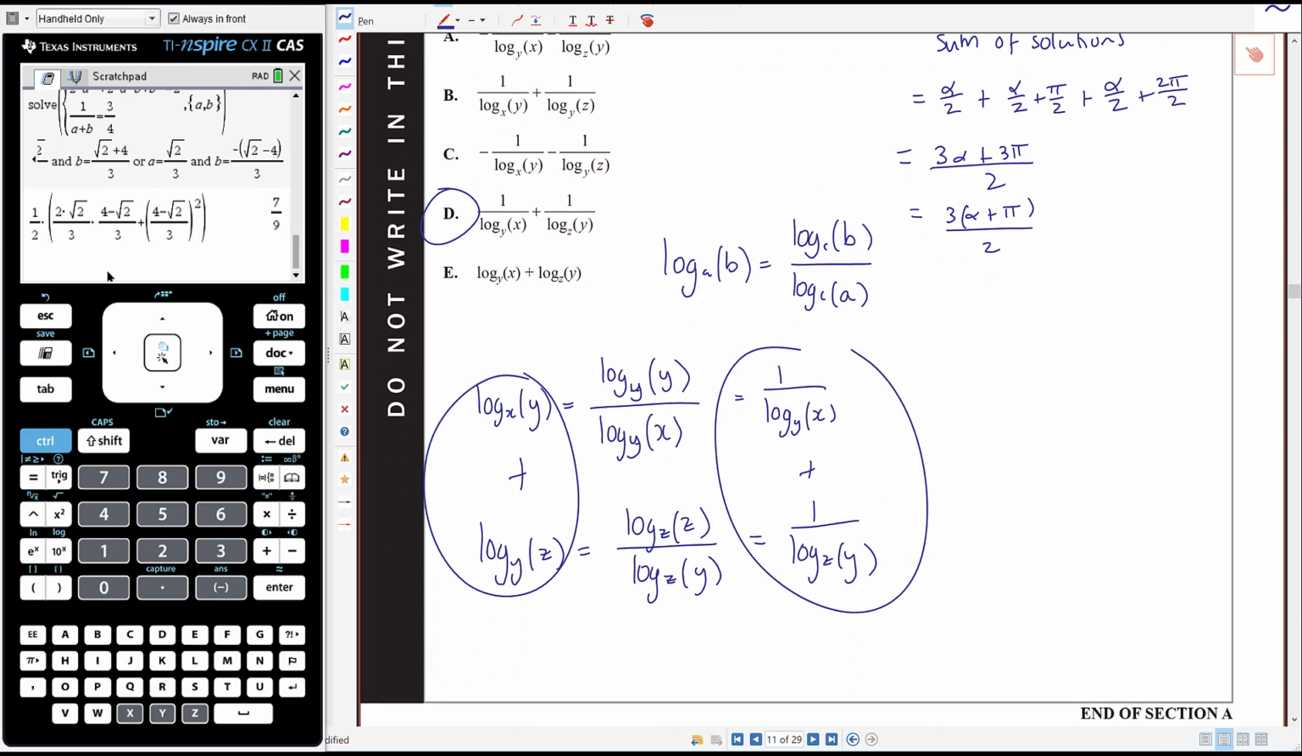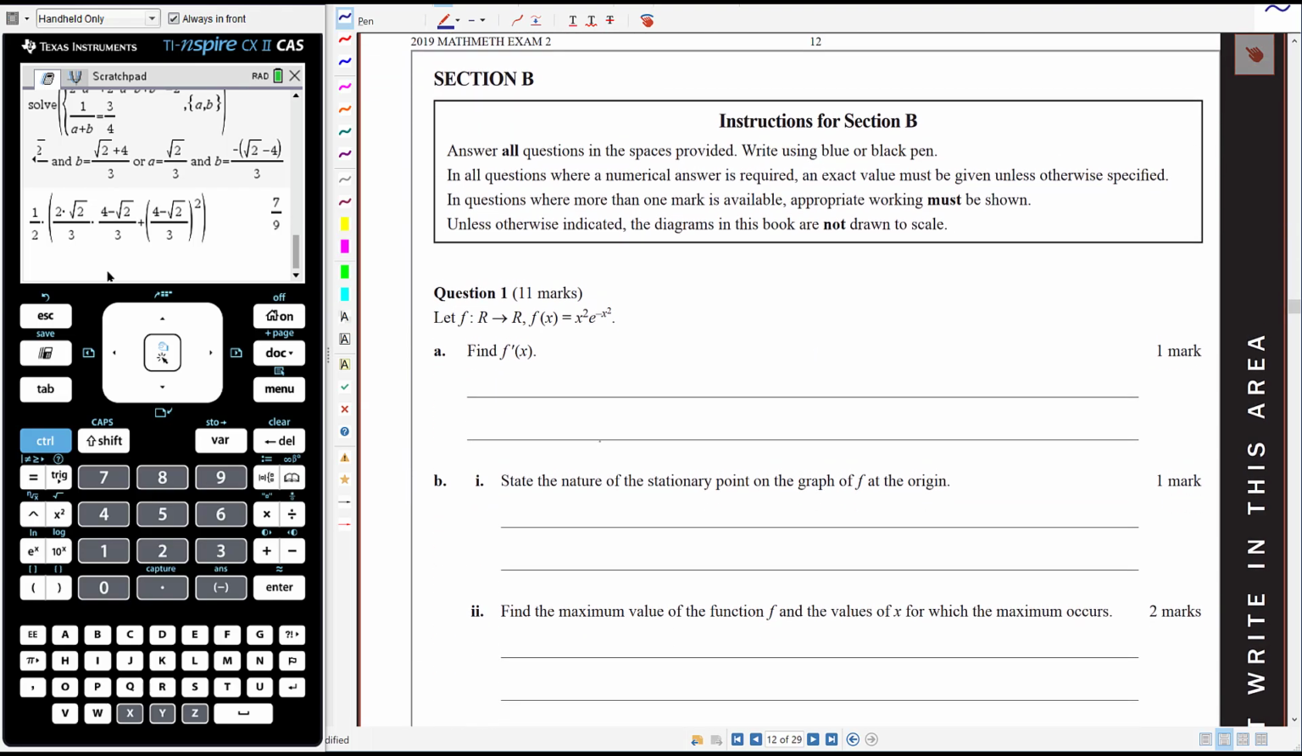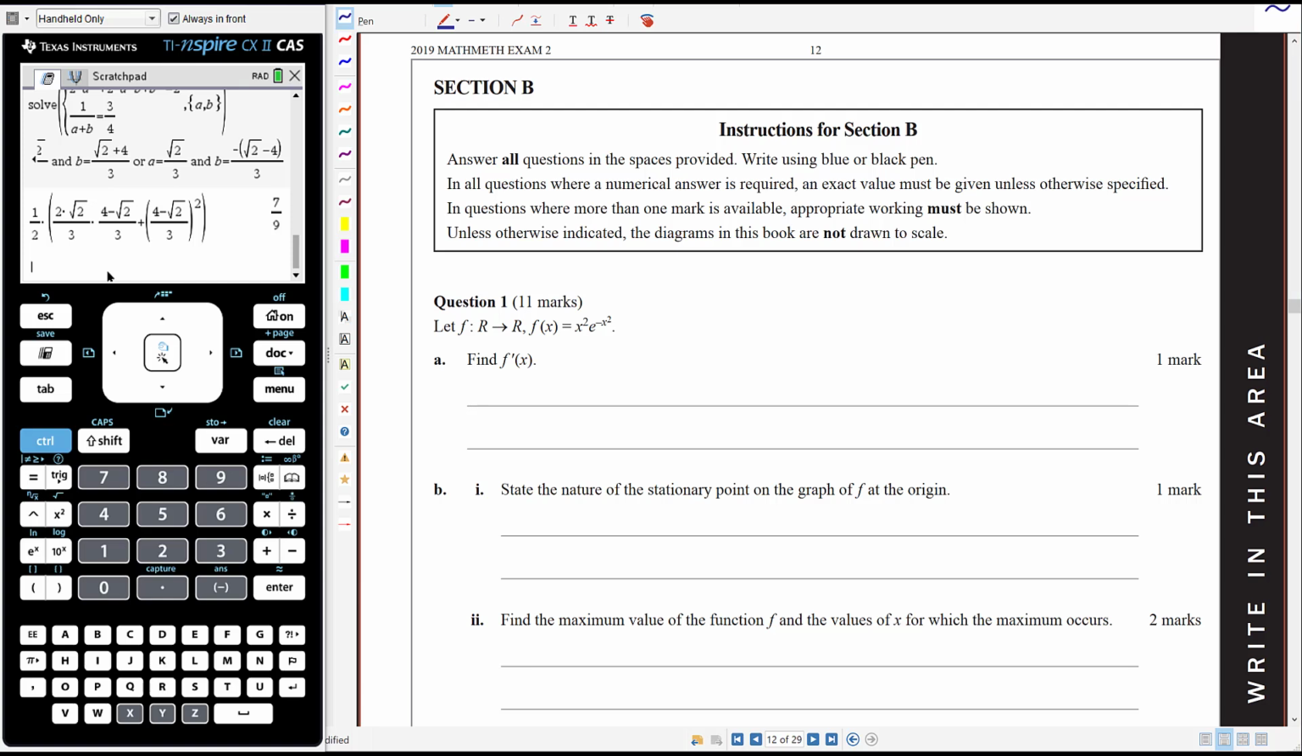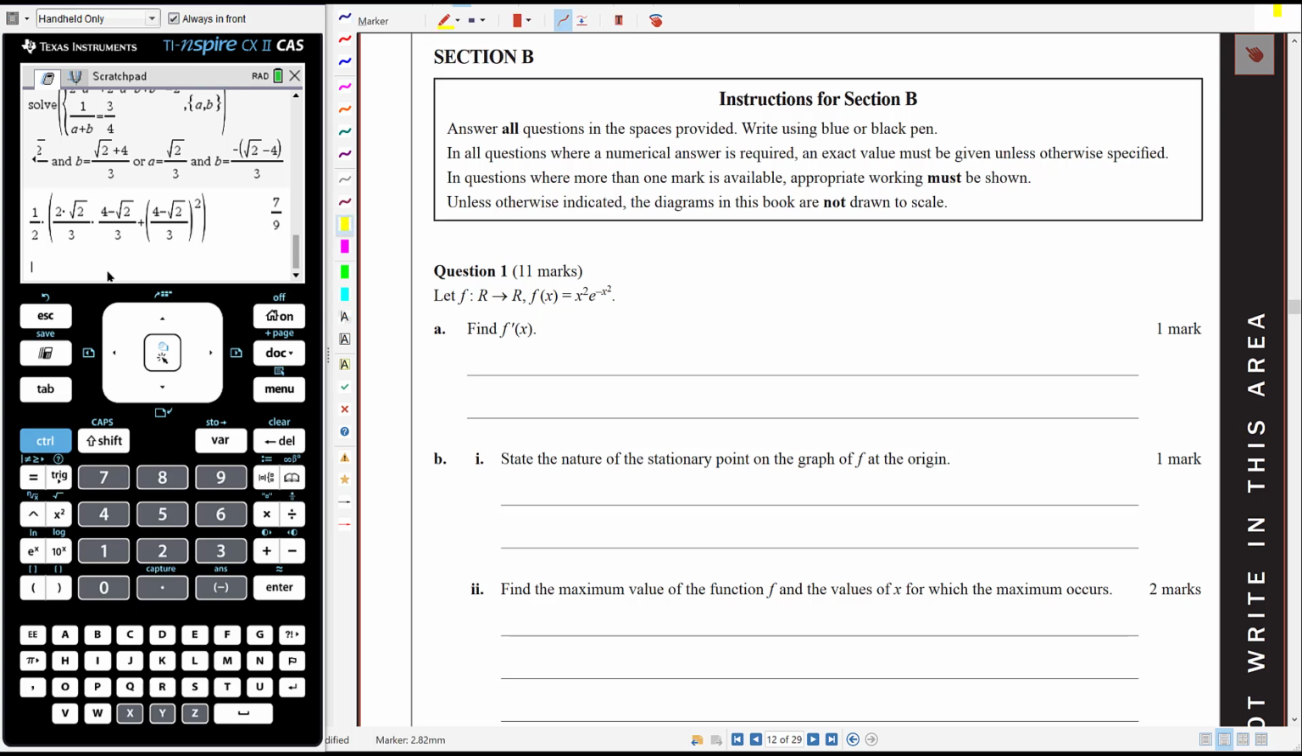Okay, so that's the 20 multiple choice, and now we'll move on to the extended answer portion of the exam. Alright, so again, making sure that before you even walk into the exam, you're 100% familiar with the instructions. The standard instructions are the same every year. In particular, where a numerical answer is required, an exact value must be given unless otherwise specified. Where more than one mark is available, appropriate working must be shown, and diagrams not to scale, but these are the two main ones. Also worth noting, last year for the first time, so 2019 for the first time, you had to write using a blue or black pen, and that was because the exams are scanned for marking.